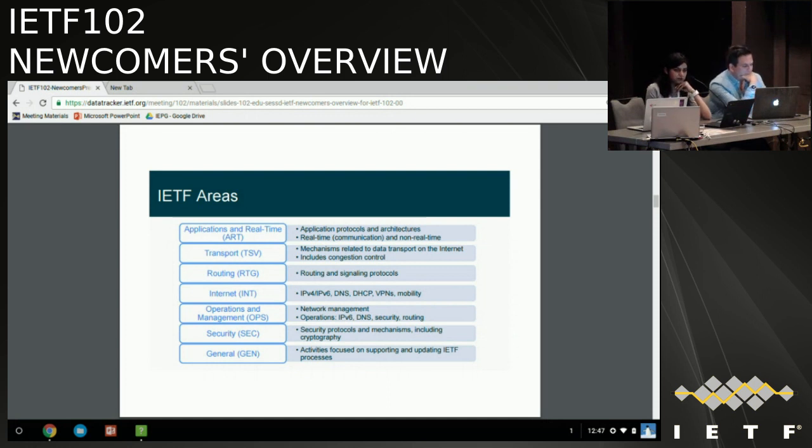Then we have the security area, security protocols and mechanisms. It takes care of security protocols and mechanisms. And this area of IETF intersects with almost all other areas, because security is required in all other areas. The participants of this group are mostly seen working with working groups of other areas as well. Then we have the general area, which is basically focused on supporting, maintaining, and updating the IETF processes and protocols.